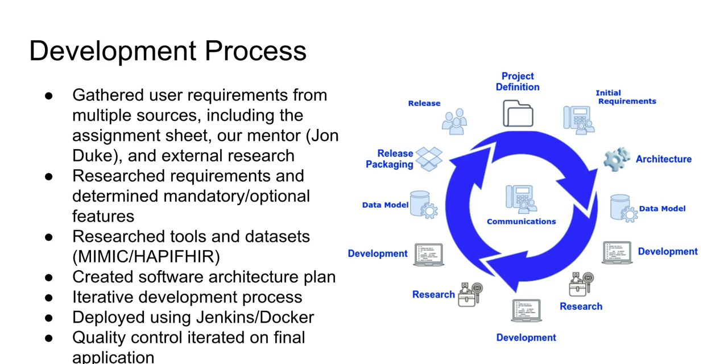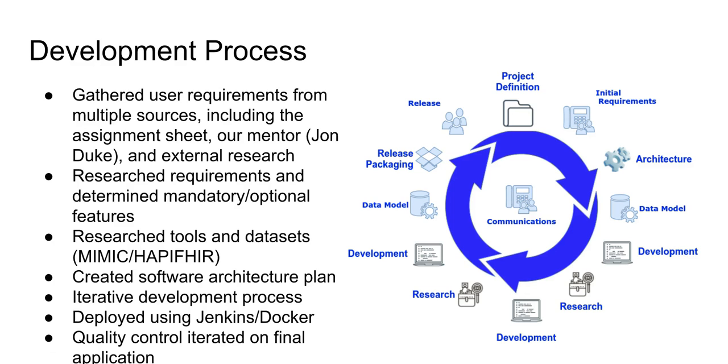Before looking at the solution, let's first take a look at the development process. First, we gathered user requirements from multiple sources, including the assignment sheet, our mentor, Dr. Duke, and external research. We researched requirements and determined mandatory and optional features, researched tools and data sets, created a software architecture plan, iterated through the software development process, which included initially developing the architecture, followed by a data model, followed by development and research iterations, and finally deployed through using Jenkins and Docker.